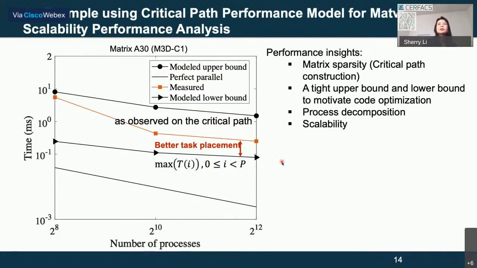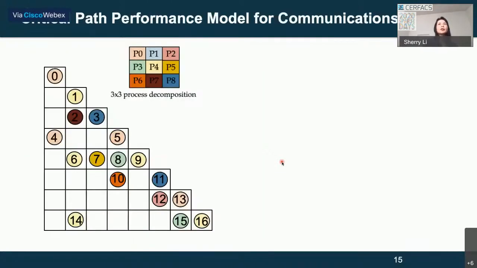So basically, this performance model gives you some insights into where you need to do the optimization for further improvement. And this model depends on matrix sparsity. It also depends on how many processes you use, and the matrix decomposition. So the next is about modeling the communication, which is even more critical.